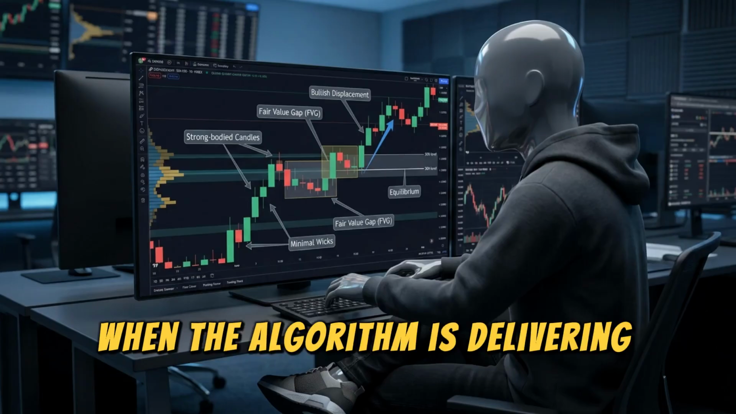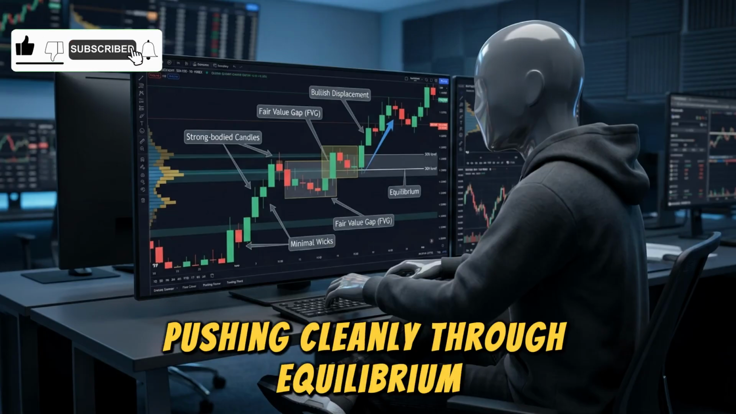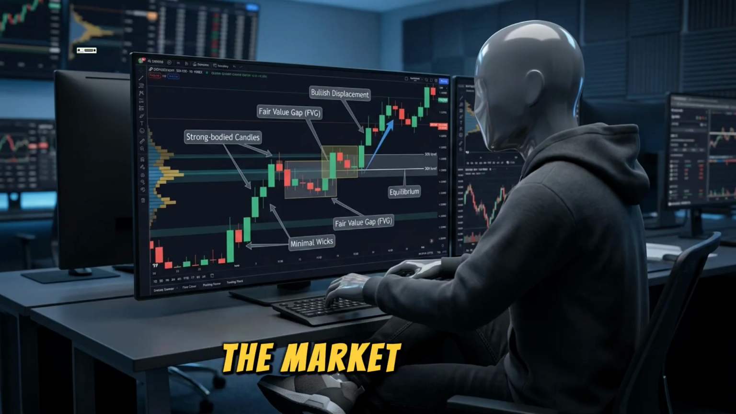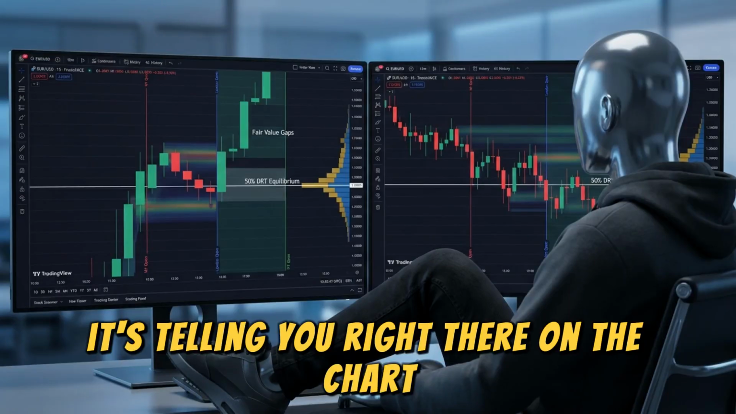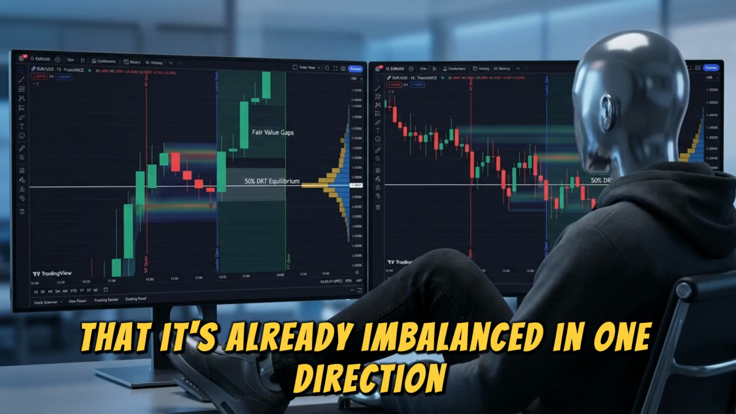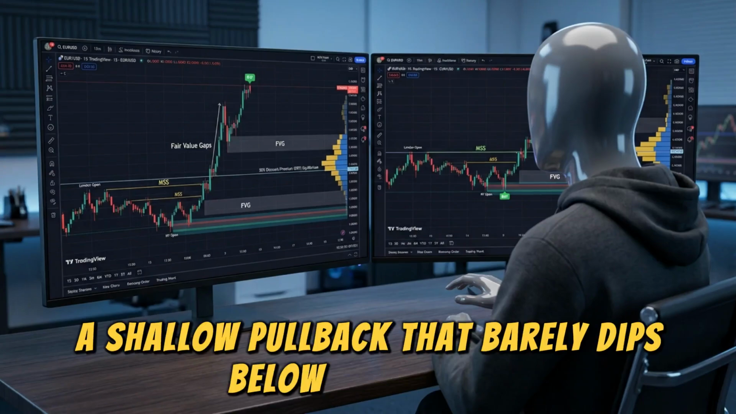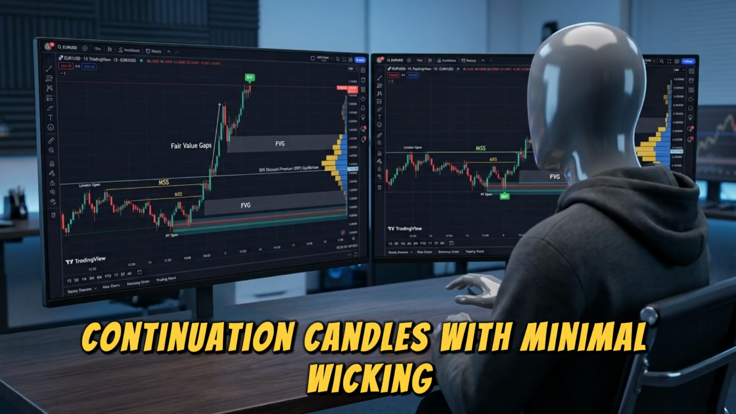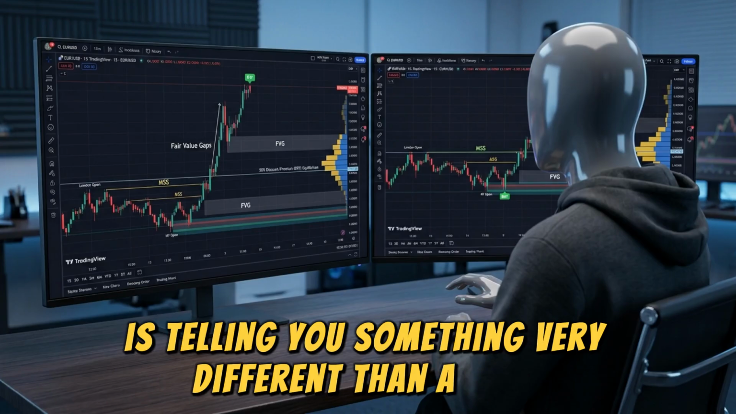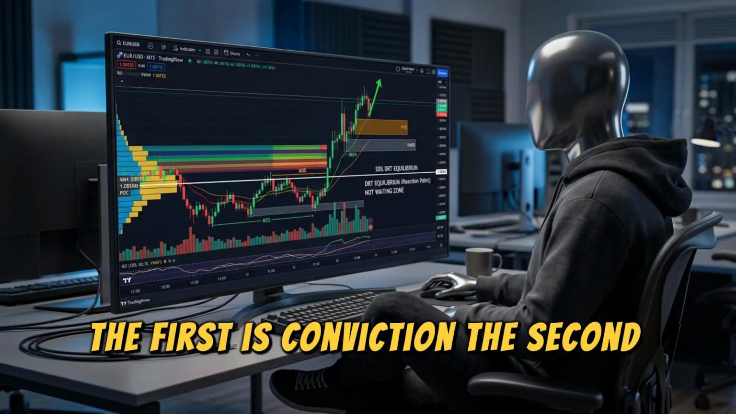When the algorithm is delivering price aggressively, when you see strong-bodied candles pushing cleanly through equilibrium without much hesitation, that's a signal the market has no interest in giving you a deep discount. It's telling you, right there on the chart, that it's already imbalanced in one direction, and it isn't waiting around for latecomers. The visual cue here is worth learning to recognize on sight. A shallow pullback that barely dips below equilibrium, followed immediately by strong-bodied continuation candles with minimal wicking, is telling you something very different than a slow, choppy grind back toward the 50% level. The first is conviction. The second is hesitation.